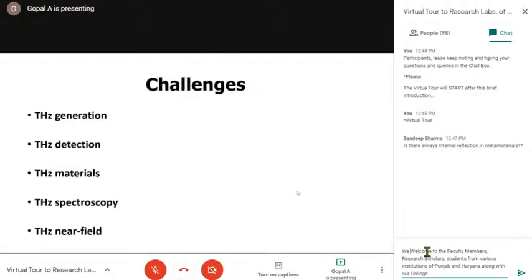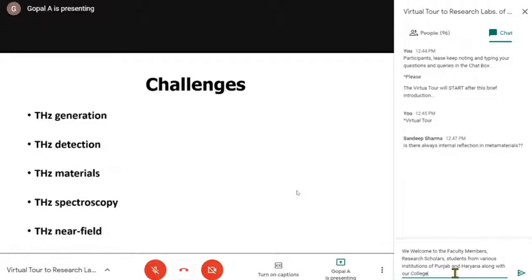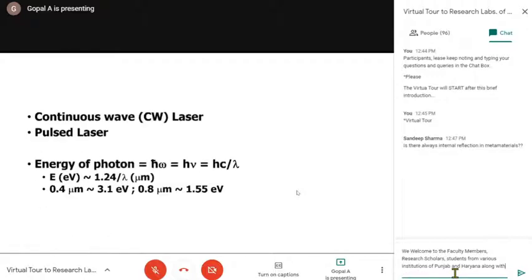So the challenges are efficient terahertz generation, detection, terahertz materials, which are low loss materials, terahertz spectroscopy, different techniques, and terahertz near field. So these are all to be developed, and people are working to make these things more and more efficient.